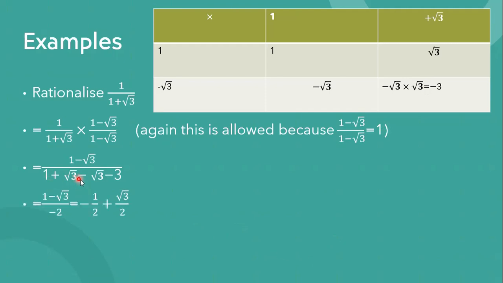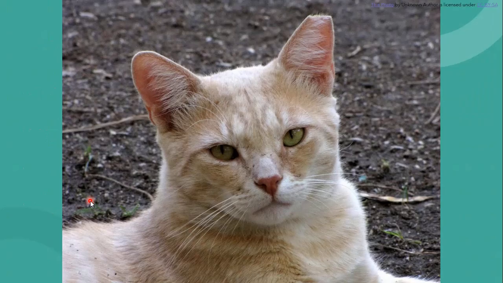So you can see the surds cancel out there. You end up with 1 minus root 3 over minus 2. You can write this as minus a half plus root 3 over 2. Either of these answers, unless it asks for it in a specific form, would be accepted in an exam. So you just write it how you prefer, unless it specifies it wants it in a certain form. Okay, so that is the end.